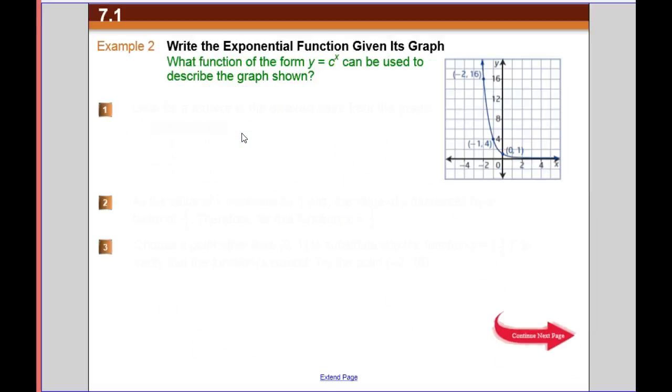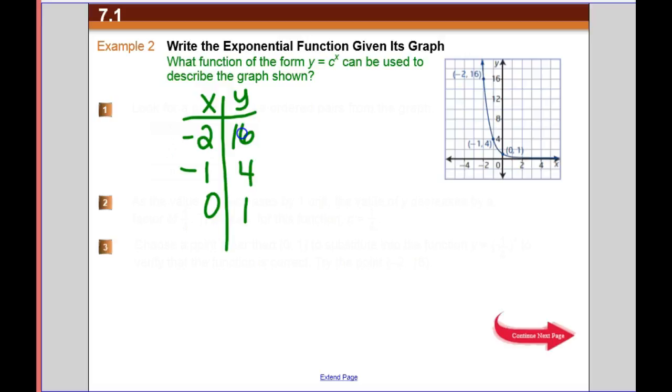Looking at example 2 on page 338, it says, what function of the form y equals c to the x can be used to describe the graph shown? So basically we want to see what the equation is for this graph. We have the points: when x is minus 2, y is 16; minus 1 and 4; 0 and 1. That gives us an idea of what's happening to the y's. Is c going to be a whole number or a fractional number? Is it increasing or decreasing?